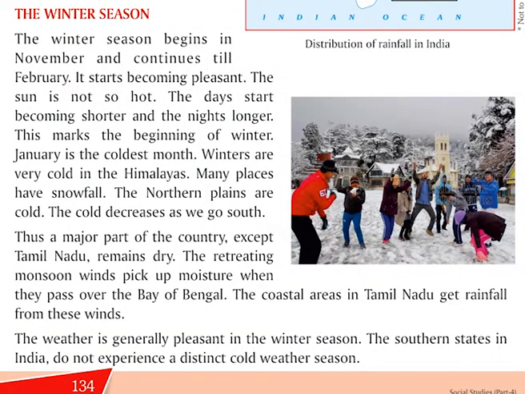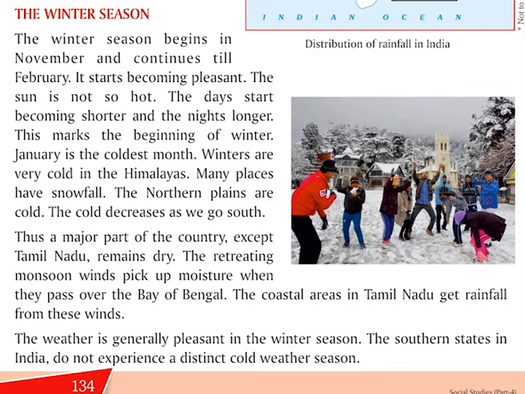The winter season. The winter season begins in November and continues till February. It starts becoming pleasant. The sun is not so hot. The days start becoming shorter and the nights longer. This marks the beginning of winter. January is the coldest month. Winters are very cold in the Himalayas. Many places have snowfall. The northern plains are cold. The cold decreases as we go south.